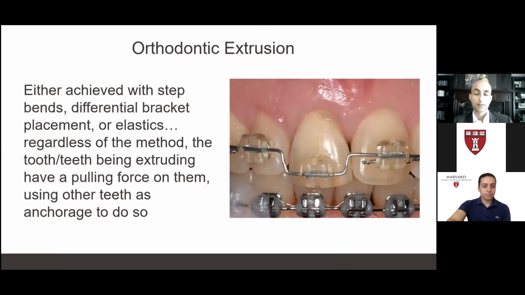Extrusion with braces, of course, you put a step bend, you get extrusion. It's very effective, and it happens routinely for us. We understand these mechanics. So sometimes there are side effects of the movement, of course. For example, when I'm extruding a tooth, it may want to go to the lingual, so I have to put compensatory bends in there to adjust for that. But the extrusion itself happens fairly predictably.